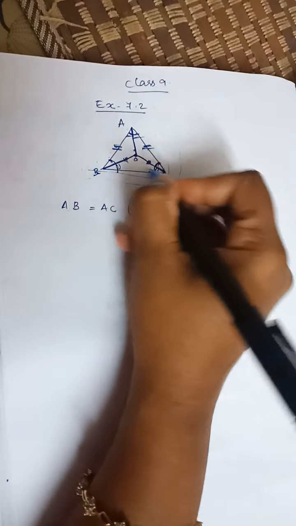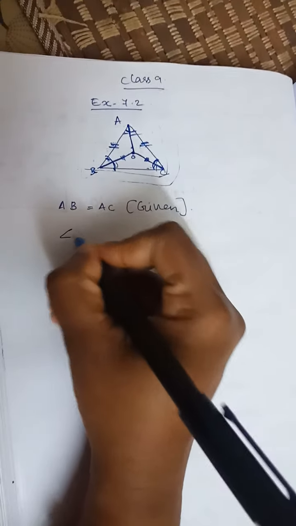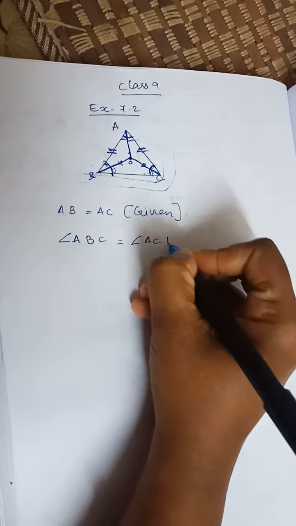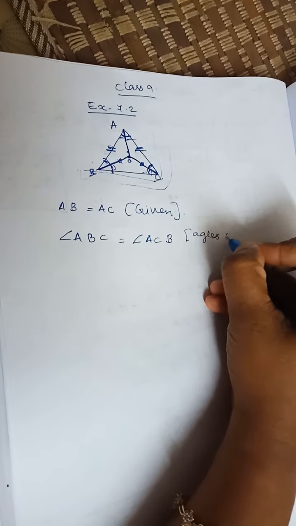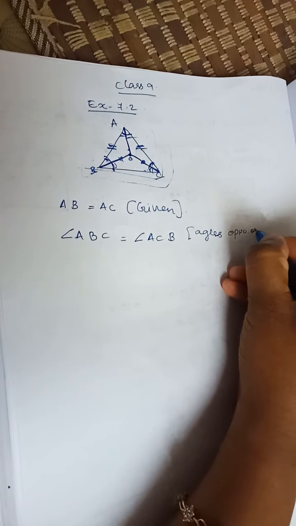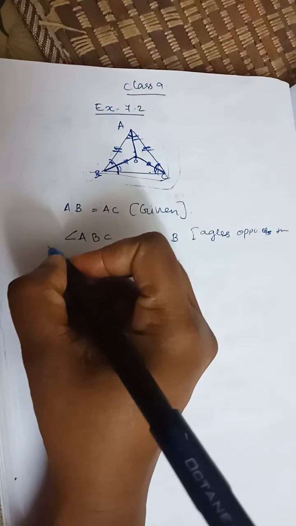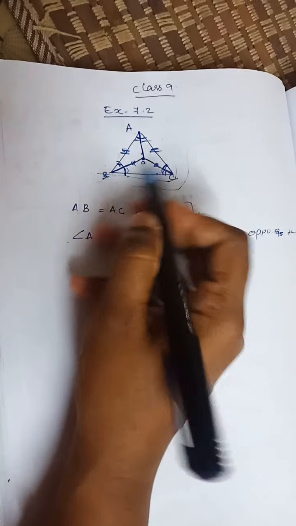So I am equating these two angles. Angle B we can write as angle ABC. So angle ABC is equal to angle ACB. You should write the reason: angles opposite to the equal sides. Okay. Next I am multiplying half here and half here because here we have a bisector.